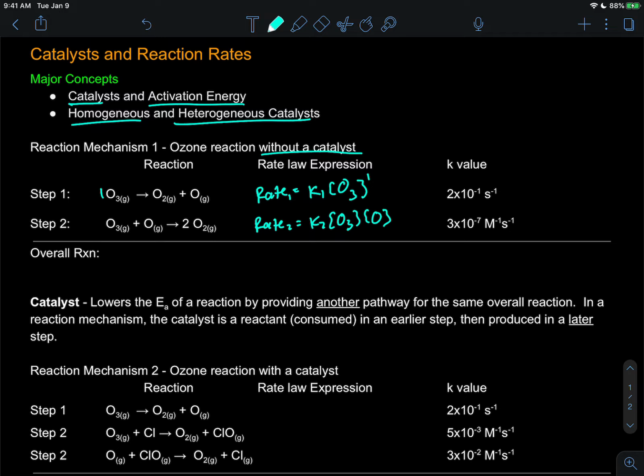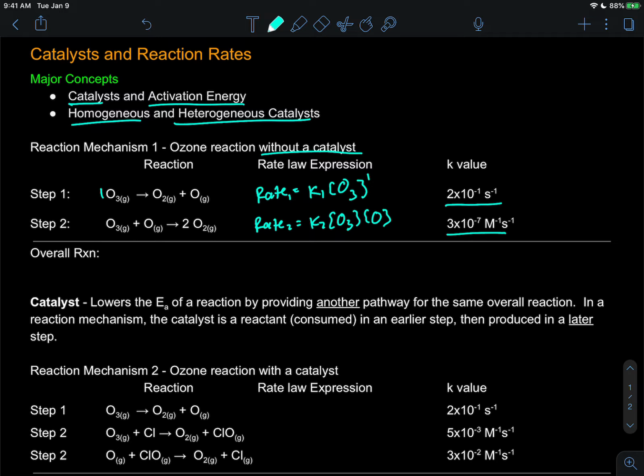this oxygen atom. And here what we can do is look at these, and we see our K value is basically 0.2 for the first step, and our K value for the second step is 3 times 10 to the negative 7th, or 0.0000003. So it's a very small number.